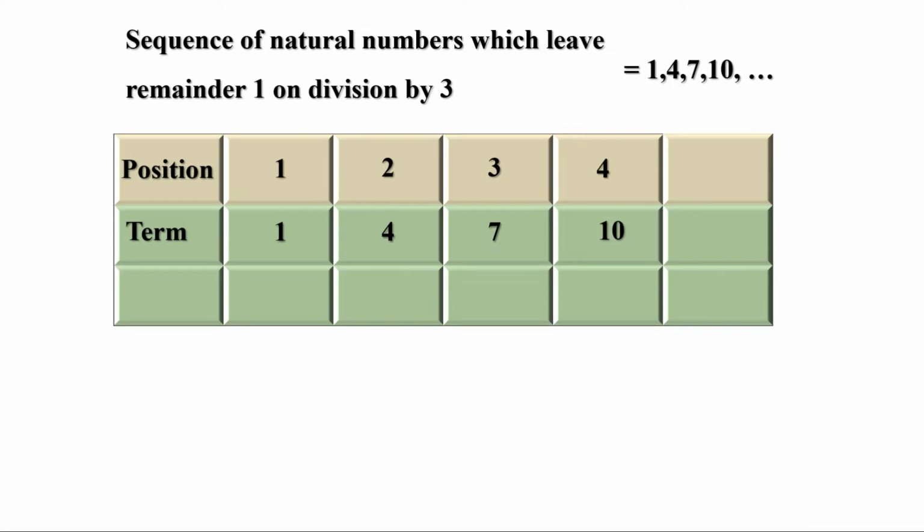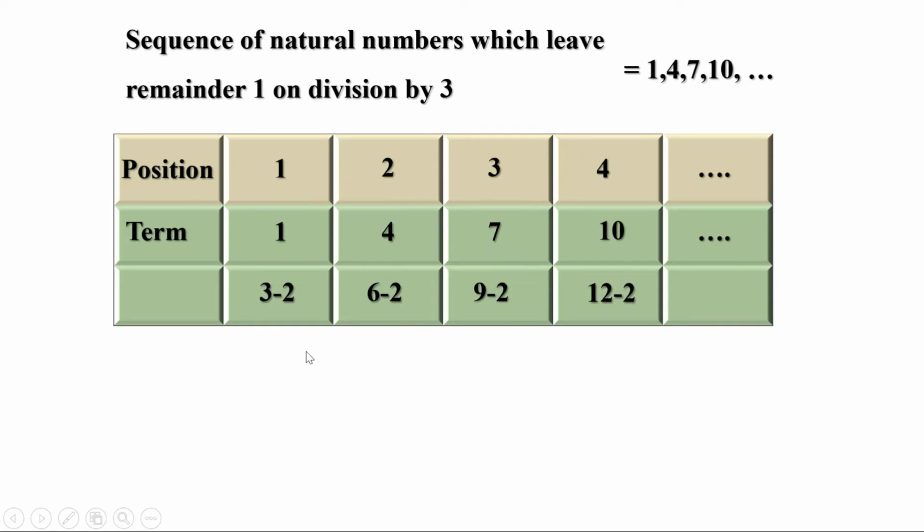Here we are dividing by 3. So let me look at the multiples of 3. 3 is the first multiple of 3. So 1 can be written as 3 minus 2. 6 is the next multiple. 4 can be written as 6 minus 2. 7 can be written as 9 minus 2, and 10 can be written as 12 minus 2.